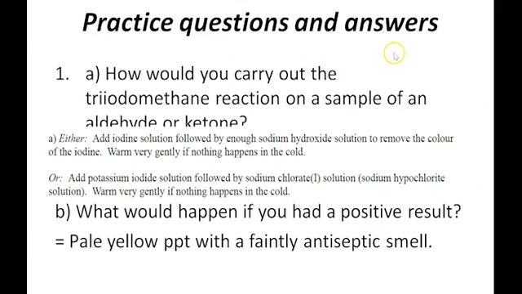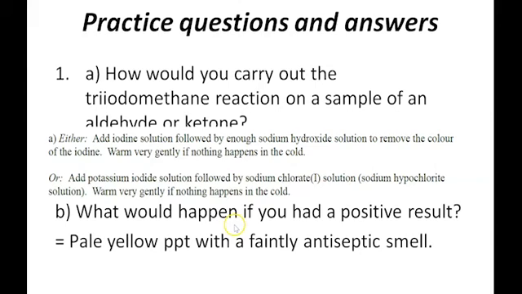Practice questions and answers. Number 1. How would you carry out the triiodomethane reaction on a sample of an aldehyde or ketone? So, an iodine solution followed by enough sodium hydroxide solution to remove the color of iodine. Warm very gently if nothing happens in the cold. Or another method is to add potassium iodide solution followed by sodium chlorate(I), sodium hypochlorite solution. Warm very gently if nothing happens in the cold.